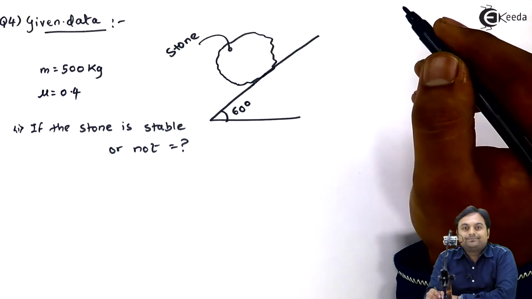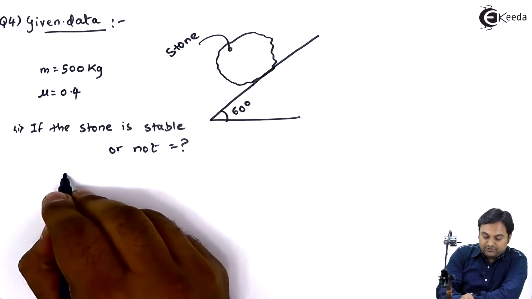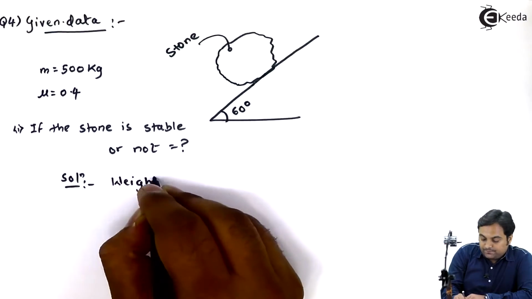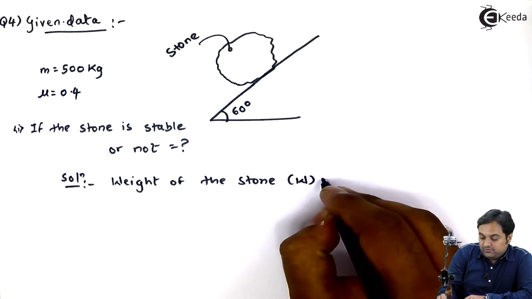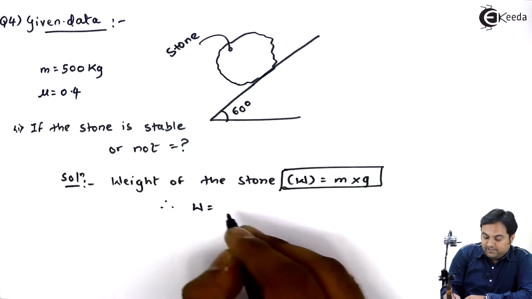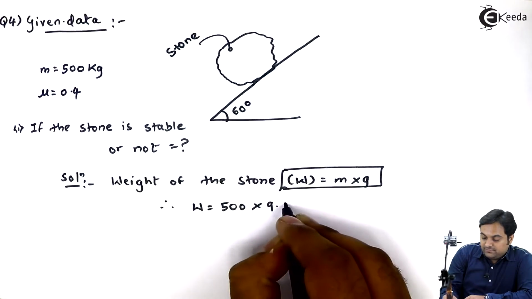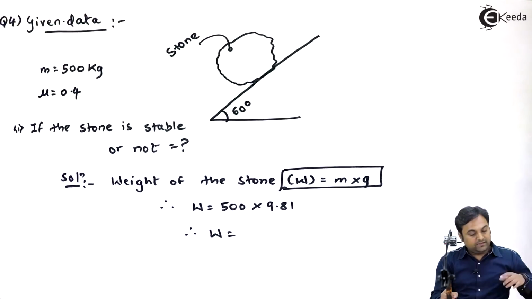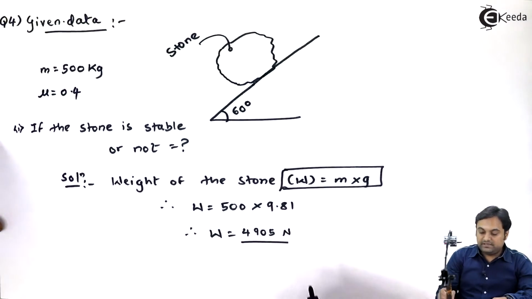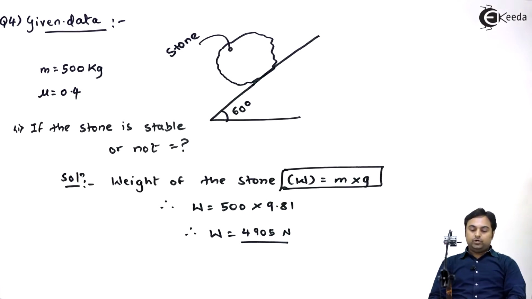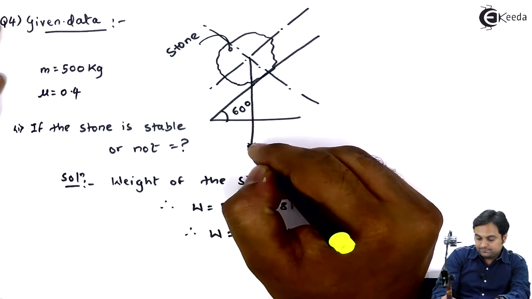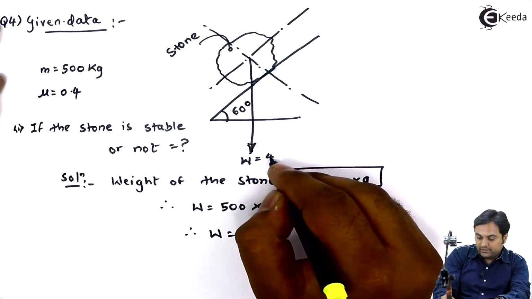Now, how to solve this problem? Since mass has been given, I'll write the solution first. Solution. Since mass is given, I can say that weight of the stone, capital W, is equal to M into G, which is mass into acceleration due to gravity. Therefore, W will be equal to 500 into 9.81. Hence, my answer of W comes out to be 4905 Newton. That is the weight of the block. Now, once we know this weight, we can show it on the diagram. Weight would be acting vertically down. Here we have W, value is 4905 Newton.